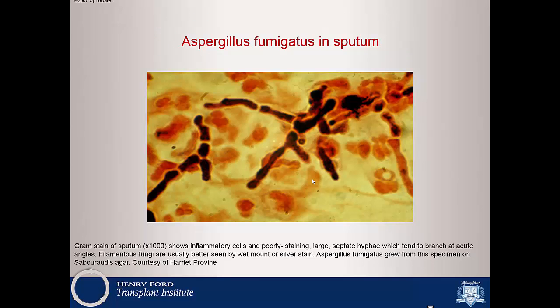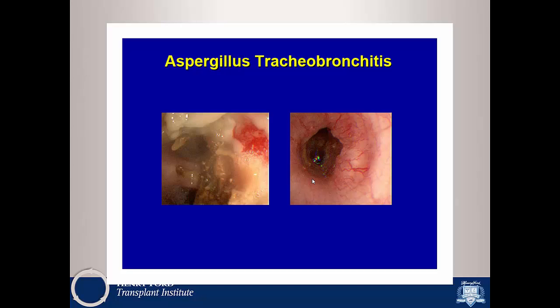And typically, we can see this in the sputum, we can see this in the BAL, but the classic finding are these right angle hyphae that we see with Aspergillus. Here's another example of Aspergillus in an airway. So this is the anastomosis after the individual was treated. This was at bronchoscopy, and this pulled out showed Aspergillus.